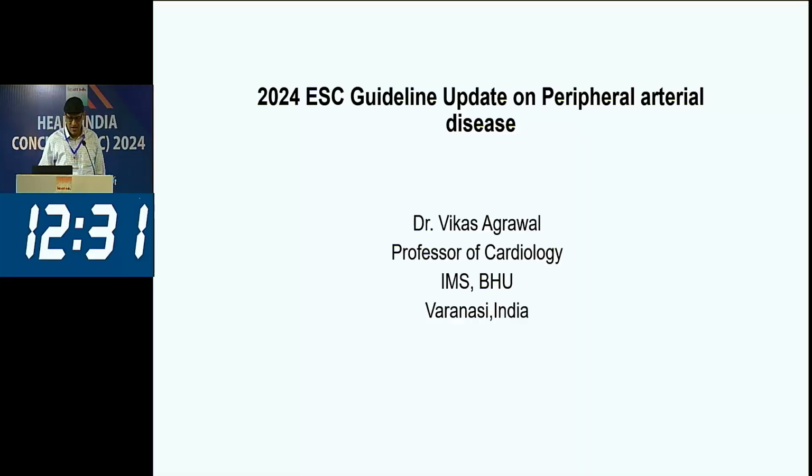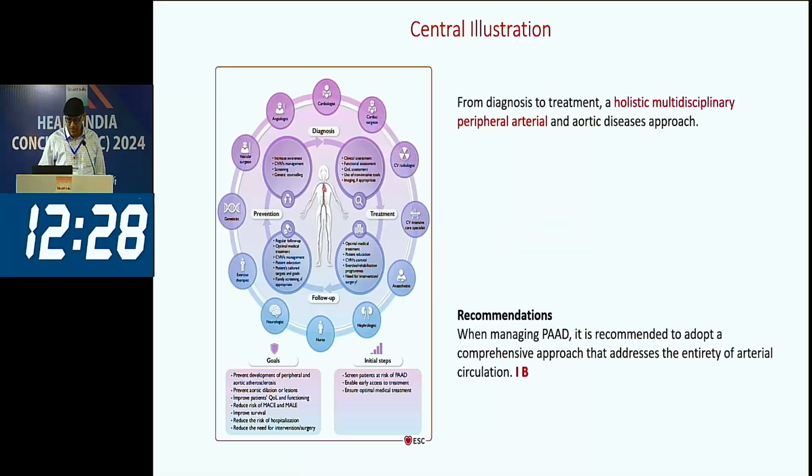I'll be talking about the 2024 ESC guideline update on peripheral arterial disease. These are pretty exhaustive documents, and they include peripheral arterial disease as well as aortic diseases, but I would restrict myself to peripheral arterial diseases. Starting with the recently published ESC guidelines, this is the central illustration that they proposed, and they say that peripheral arterial disease is underdiagnosed and a very common entity that is missed a lot of times.